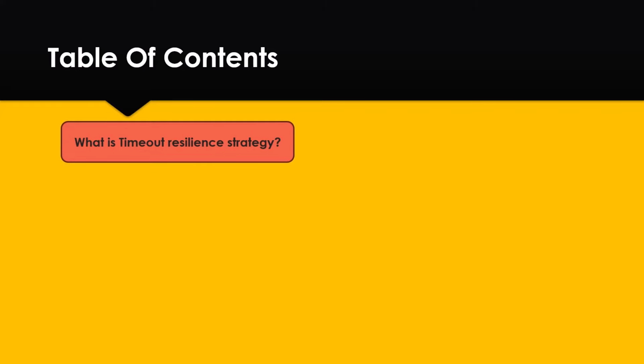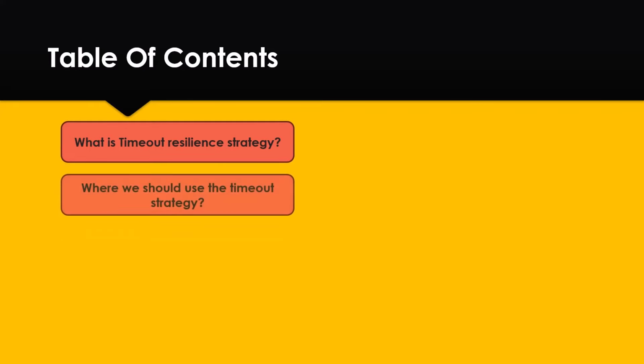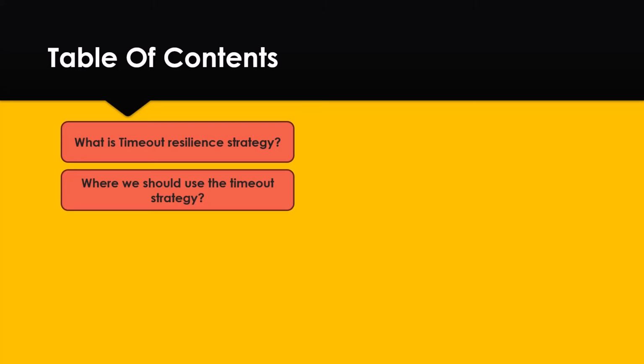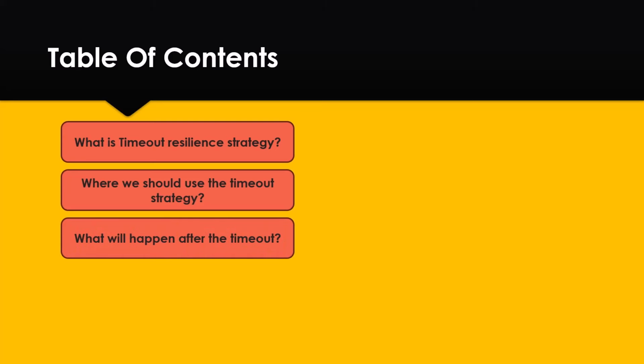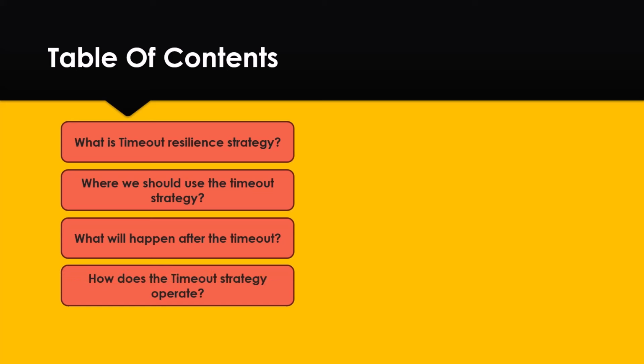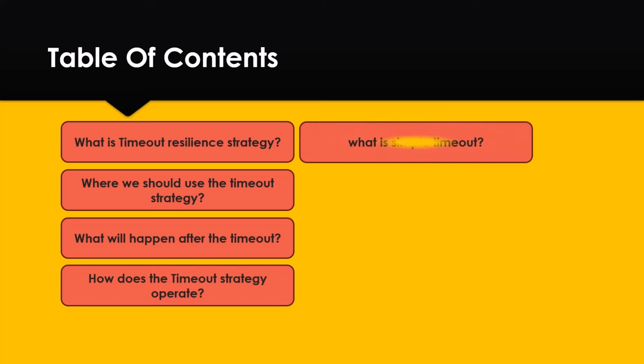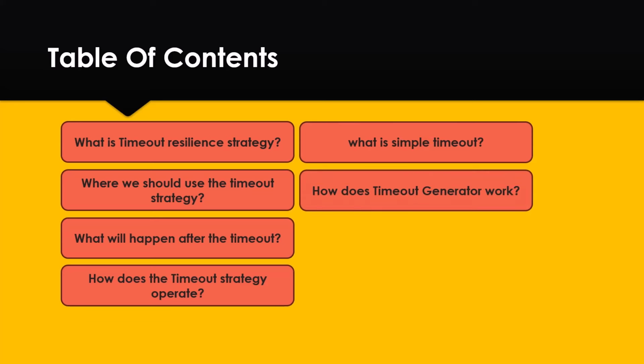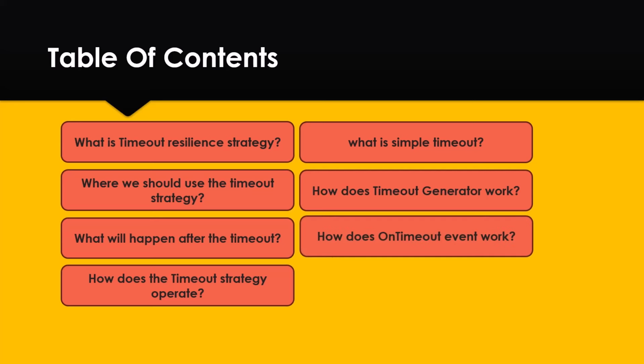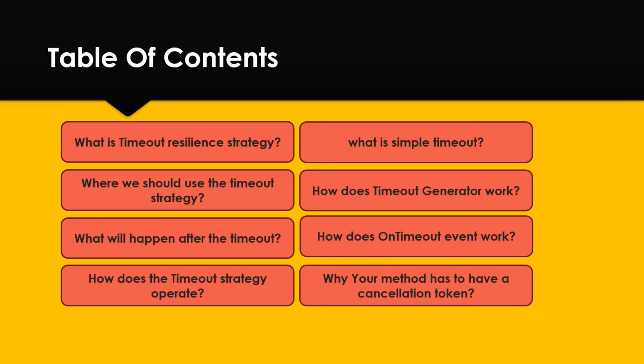After watching this video, you can answer this question. What is timeout resilience strategy? Where should we use the timeout strategy? What will happen after the timeout? How does the timeout strategy operate? What is simple timeout? How does timeout generator work? How does on-timeout event work? And why does your method have to have a cancellation token?